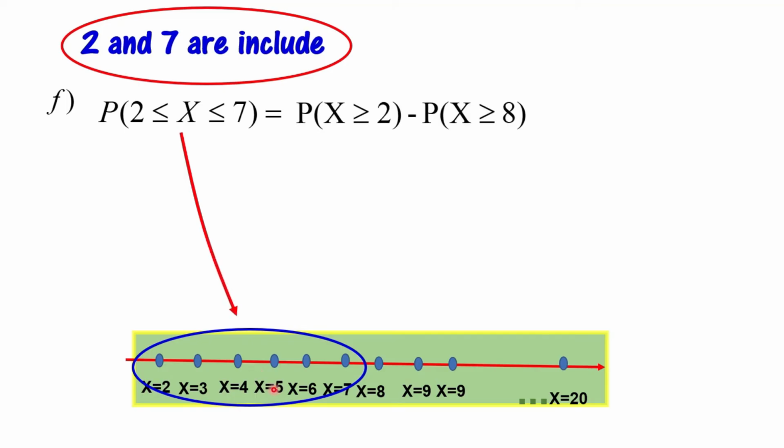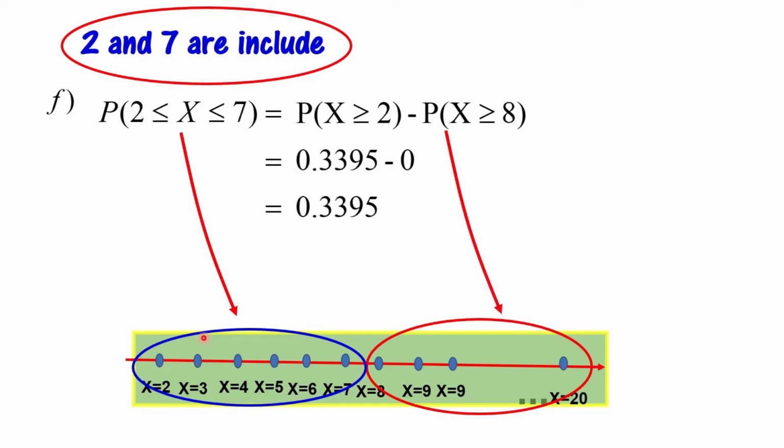So how to create the formula? You need to find the probability for x more than or equal to 2 until 20. That is the green rectangle here. You have to minus probability x more than or equal to 8. That is the sum from x equals 8 until x equals 20. Therefore the answer is 0.3395 for probability x more than or equal to 2 from the table, and probability for x more than or equal to 8 is 0. So simplify, you get 0.3395.